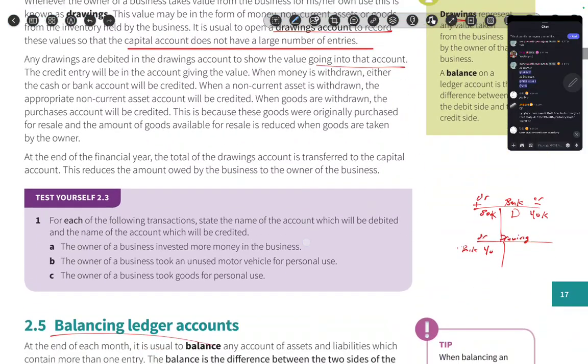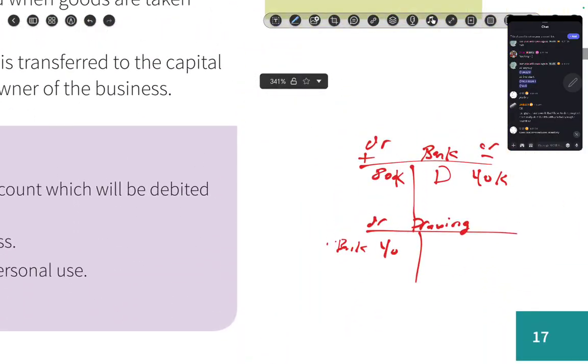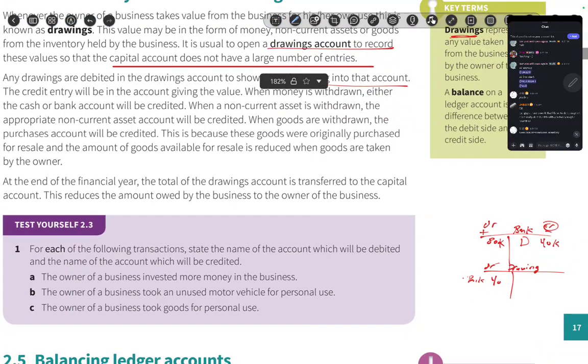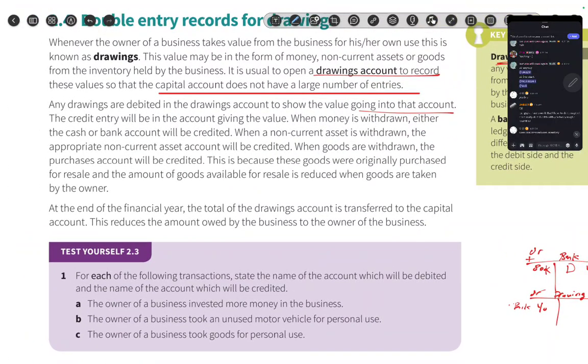The credit entry will be the account giving the value. In this case, the bank account was giving 40,000 to the drawings account. So the bank account was credited and the drawings account was debited. All right, so credit the giver, the bank account is the giver, debit the receiver, the drawings account is receiving the money, we're debiting it, all right?